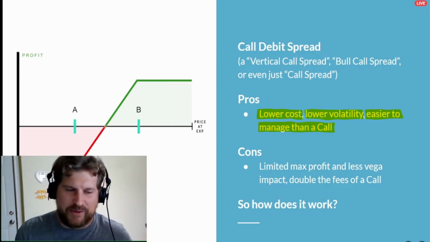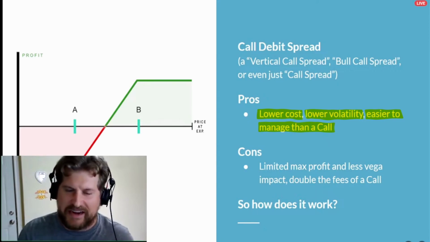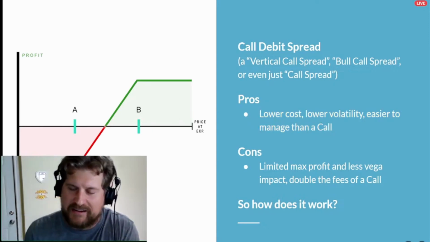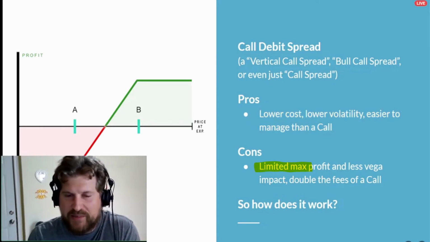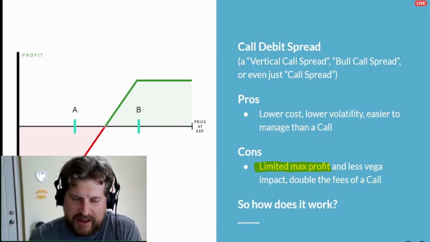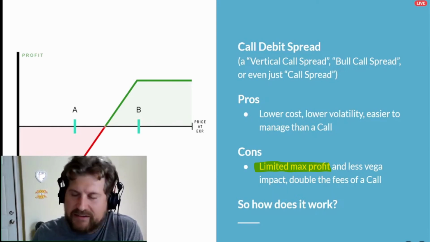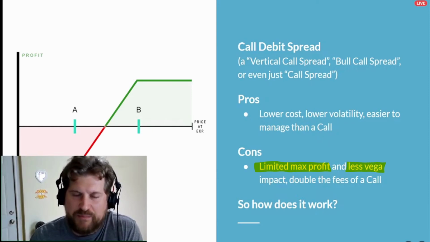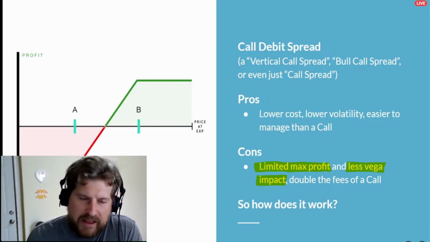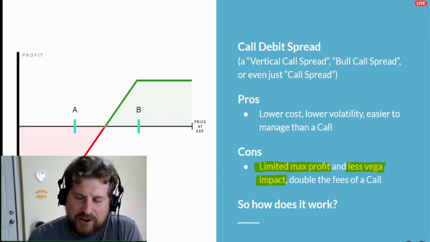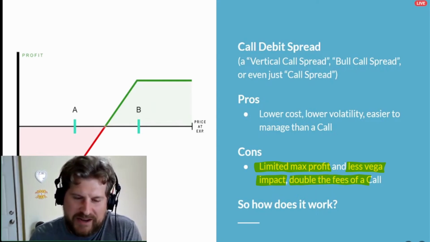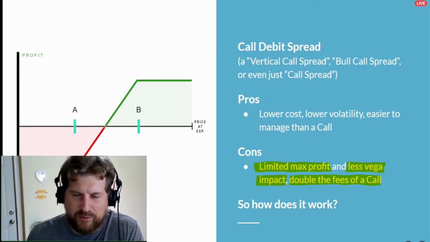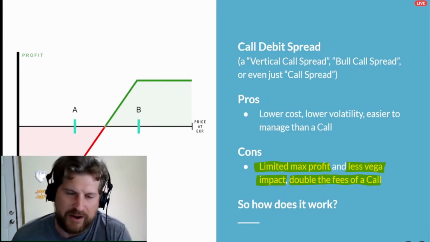On the con side, right? Because in any structure there are going to be pros and cons. On the con side, a call debit spread has a limited max profit compared to an outright call, which theoretically does not have a max profit. The call debit spread has less impact from vega, and the call debit spread also has twice as many fees because it's two legs compared to one single leg, like an outright call.